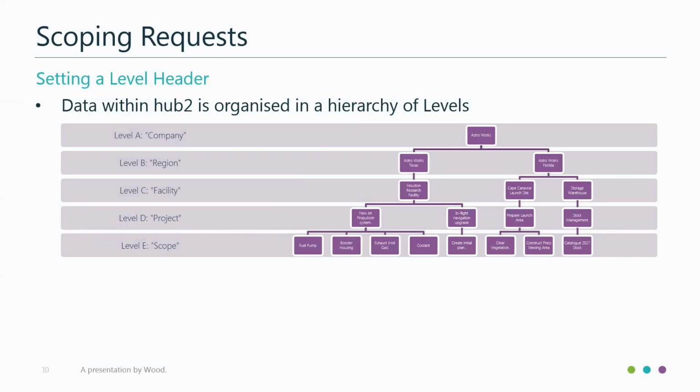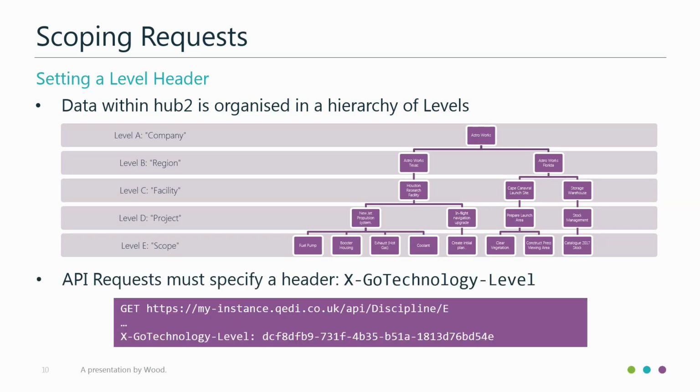When users sign into hub2, they are asked to pick a level so that the software understands the areas of the data they want to work with. It's a bit like this with the API too. When clients make requests, the API needs to understand the context of that request so it can find the right data to carry it out. That's where the level header comes in, which lets the client scope the request to the right area of data.